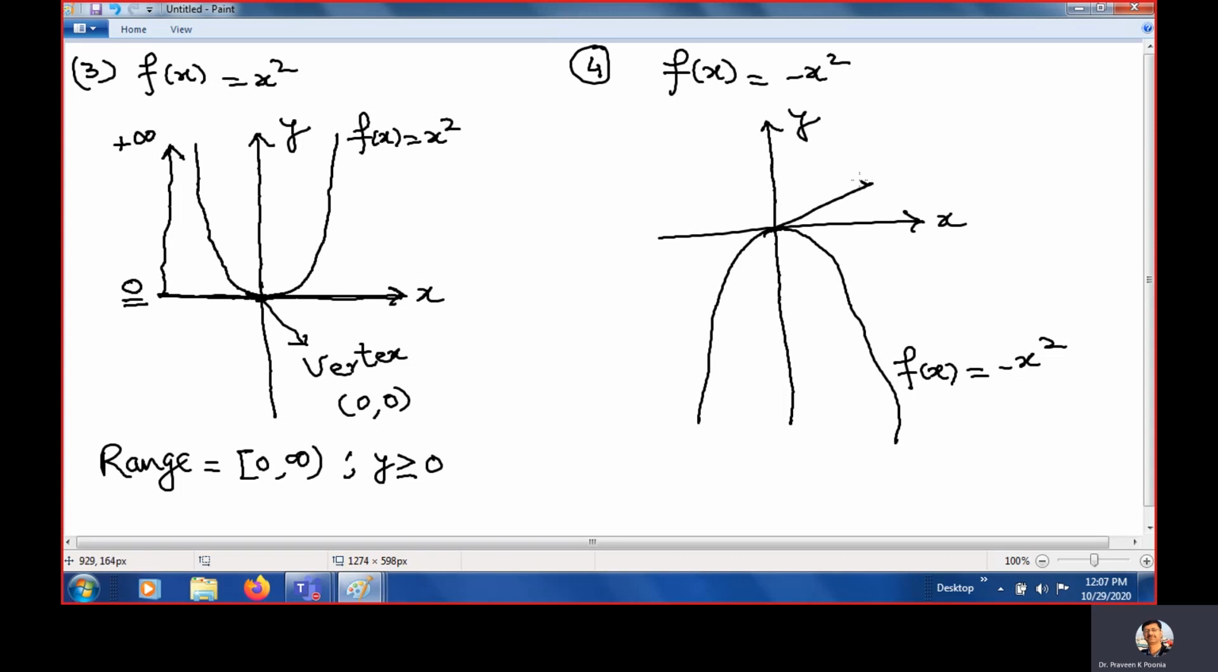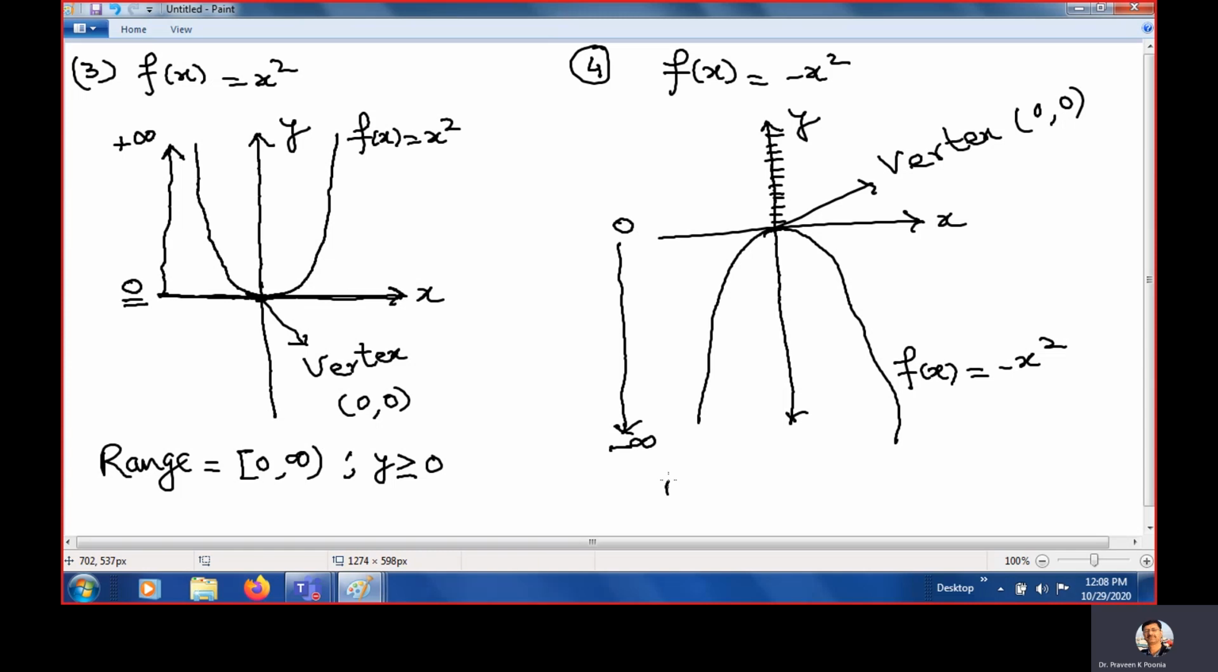This is the vertex, this corner where the curve is making a corner. Clear? Vertex, and what are the coordinates of this vertex? 0, 0. Clear? But here you will see this is the positive direction of the y-axis, but this is the negative direction of y. So the graph is going in this direction. And what is here? Here is 0. And what is here? Minus infinity. This is the negative side.